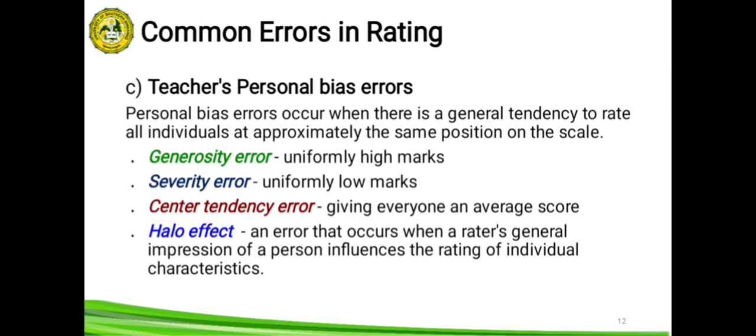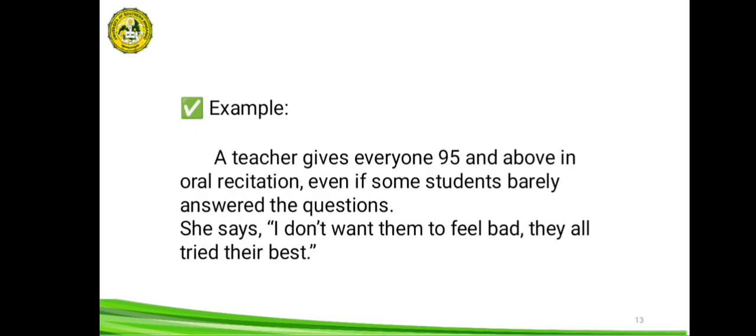Generosity error. This happens when a teacher gives very high grades to all students even if their performances are not equally good. It may come from kindness, wanting to encourage students, or avoiding conflict. However, this leads to inaccurate results because students who did not perform well still get high scores. For example, a teacher gives everyone 95 and above in oral recitation, even if some students barely answer the questions. She says, "I don't want them to feel bad. They all tried their best."